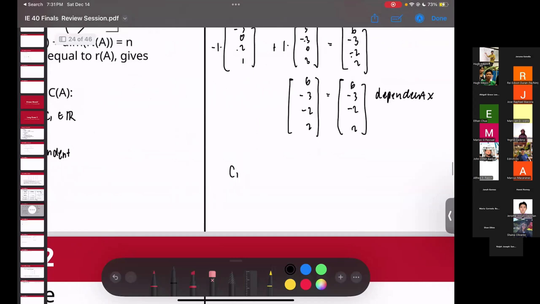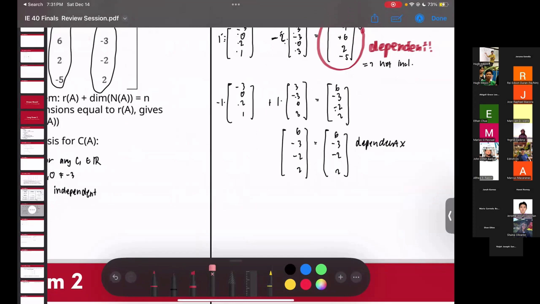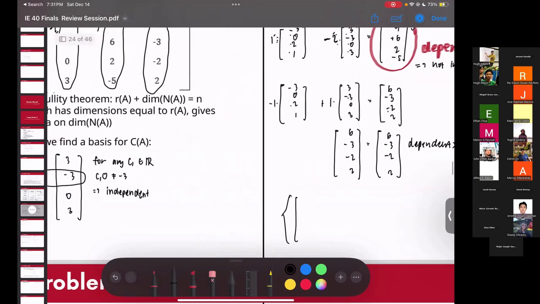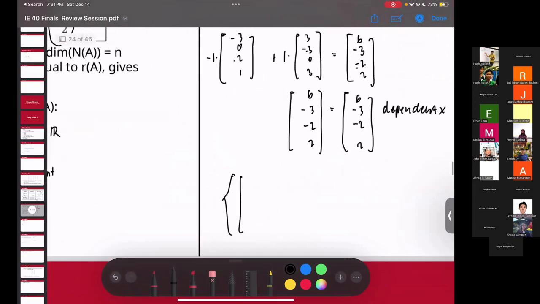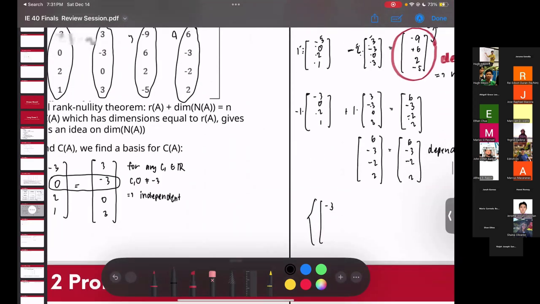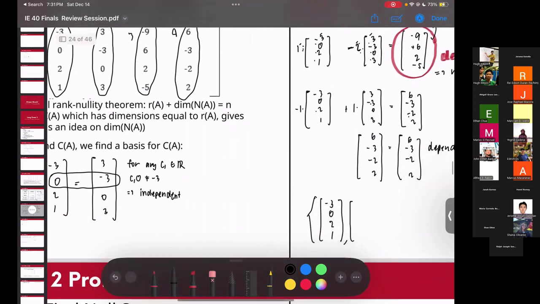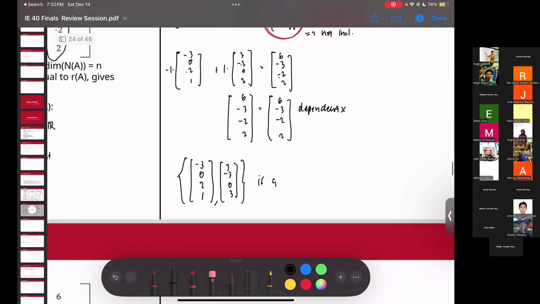is basically C1 times. So wait, I don't want to skip steps. So that means that the basis is, well, not the basis of a basis, kasi a vector space can have different combinations of bases. Pero the one we specifically found in this case is -3, 0, 2, and 1, and 3, -3, 0, 3. So that is a basis for the column space.